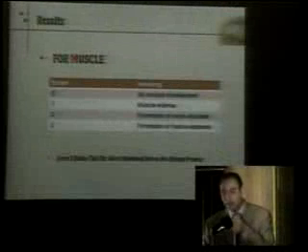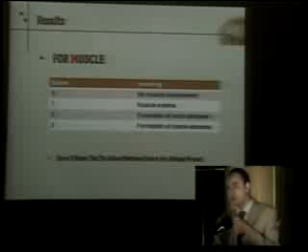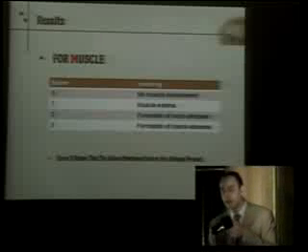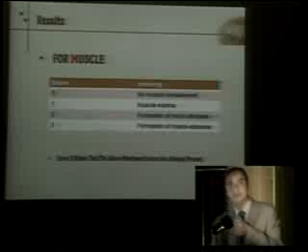For the muscle, score 0 means no muscle involvement. Score 1 means muscle edema. Score 2 means formation of microabscesses. Score 3 means formation of macroabscesses more than 1 centimeter. And for bone, score 0 for no bone involvement, score 1 for bone marrow edema, score 2 for bone cavitation, and score 3 for bone destruction.